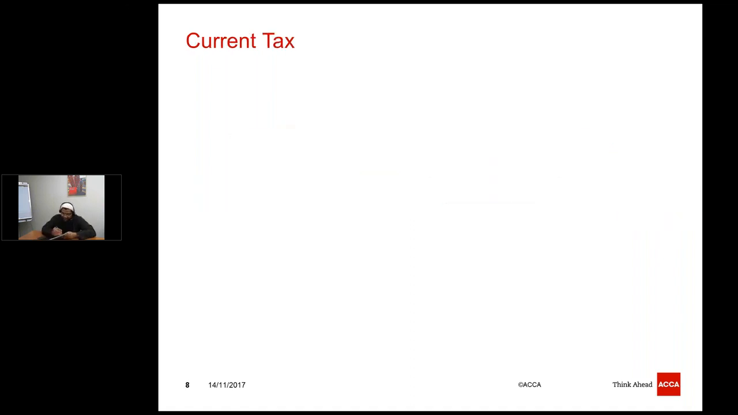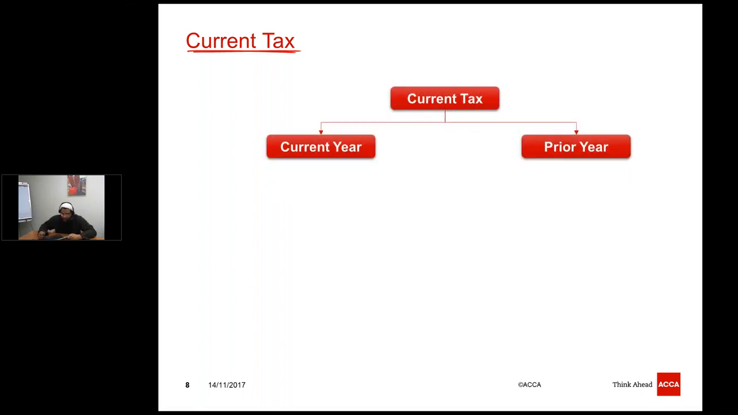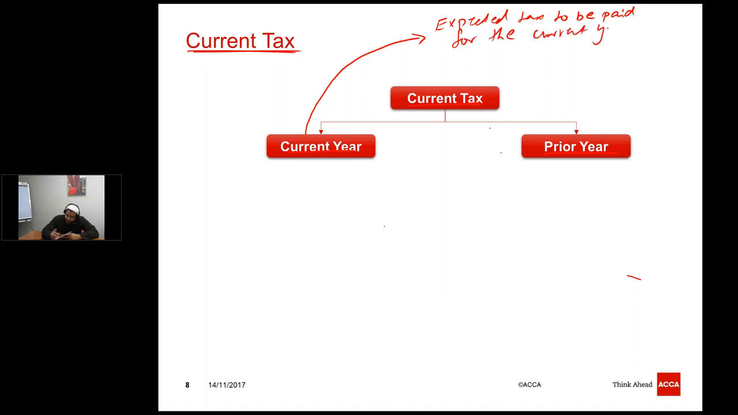Now we are starting with the accounting of the current tax. So the current tax are basically of 2 types, current tax current year and the current tax prior year. What is current tax current year? Expected tax to be paid for the current year profits. This is the amount of tax that we are expecting that we would be paying for the current year's profit.